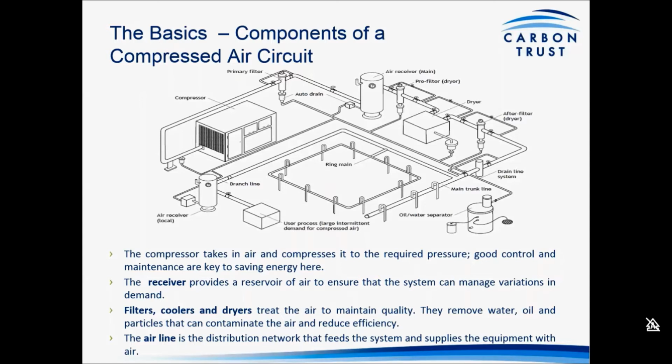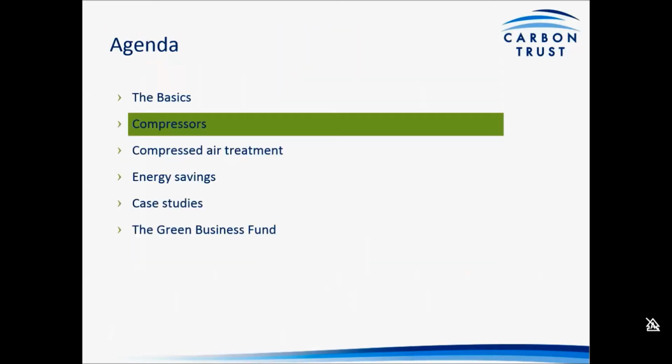After the receiver, the air gets treated, so it goes through a series of filters or coolers and dryers. Their main aim is to improve the purity of the air. The degree to which you treat it is broadly determined by what you're going to use that air for. And then finally, you have the air line, which is just the distribution system that feeds the air from the receiver to where it's going to be used.